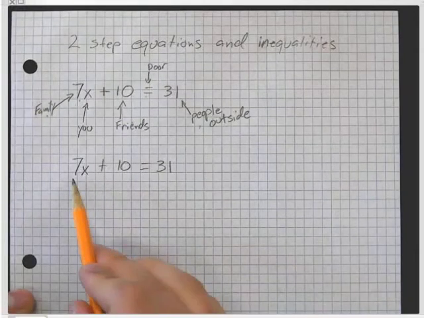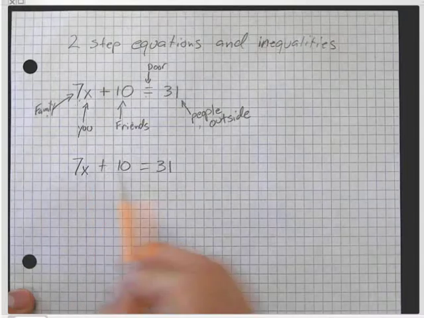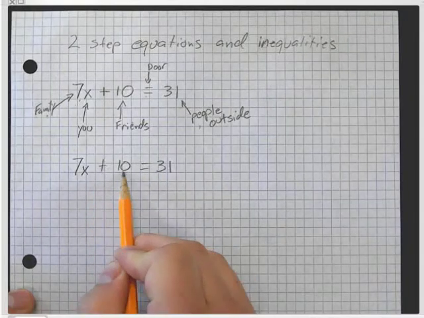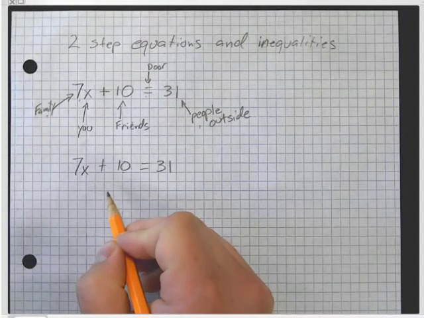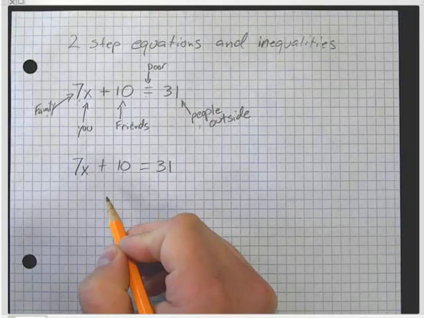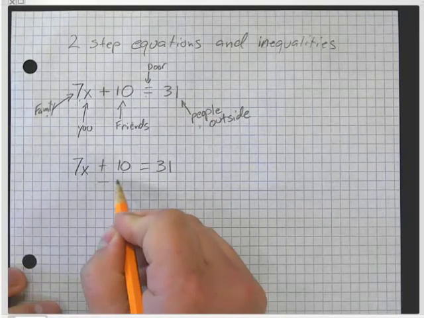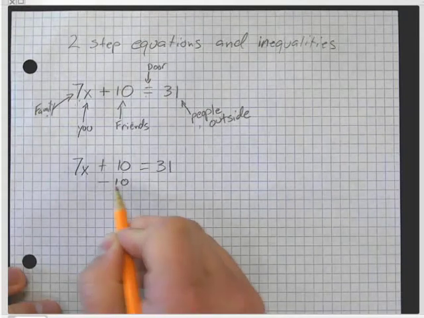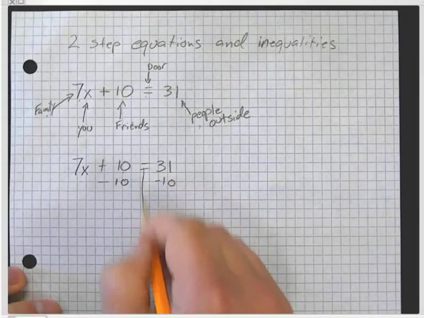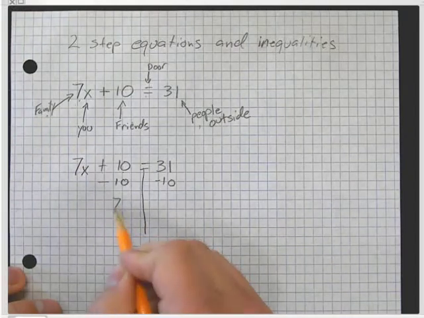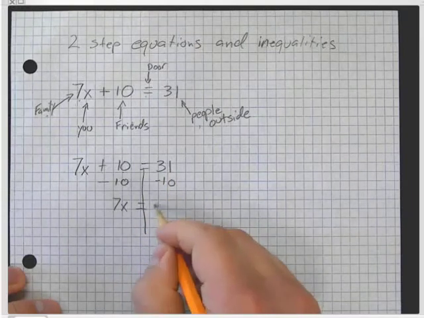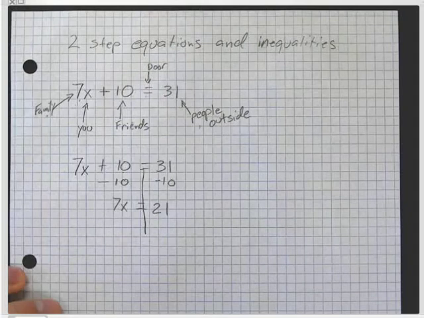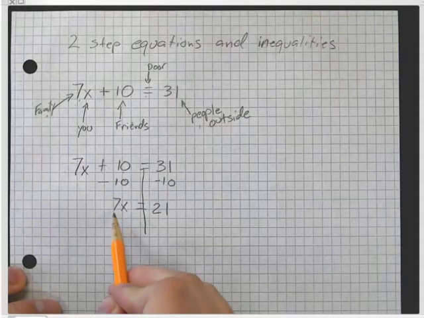So like I said first, party's over, it's time to get your friends out first. So in this case, positive 10 is my friends. So in order to get rid of them, I have to use the inverse operation. So the inverse operation of addition is subtraction. So I'm going to subtract my friends. If I do it to this side, I have to do it to this side. Alright, so now I have 7x, just me and my family left, equals 31 minus 10 is 21, positive. Alright, so now your friends are gone, the place is clean, and it's time for your family to go.